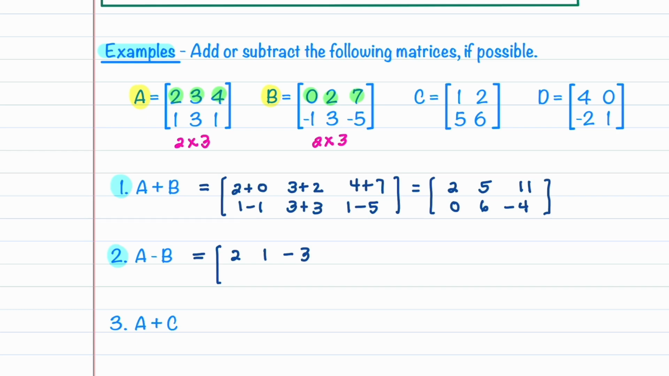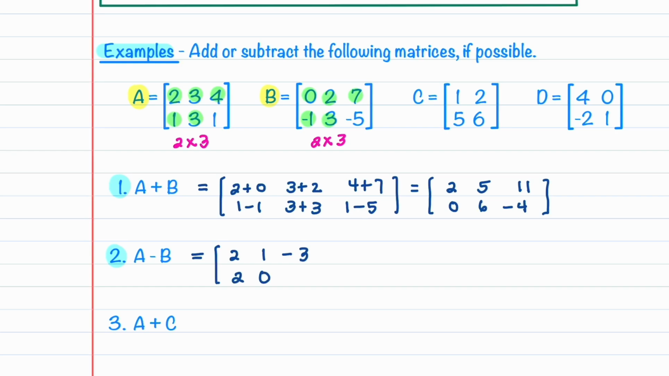Let's now look at the second row. We have 1 minus the negative 1, so that's 1 plus 1, which is 2. And then we have 3 minus 3, which is 0. And then we have 1 minus the negative 5, which is 1 plus 5, which is 6.